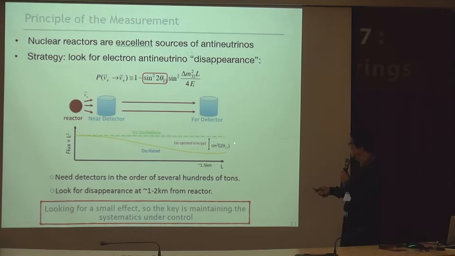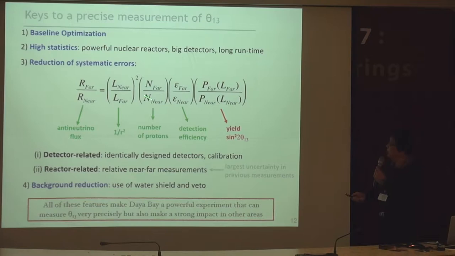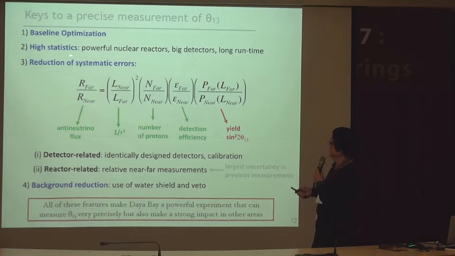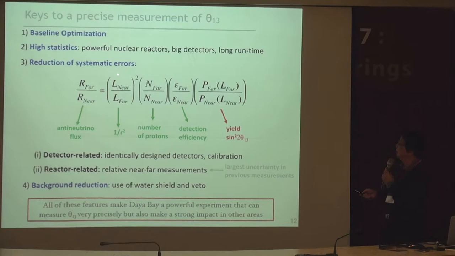So basically we compare the so-called near and far, and for a reactor at such a short distance, this is already a pretty good approximation. So we're directly sensitive to the amplitude, sine square 2 theta 13. The key, of course, in the design, is that we have to try to optimize the baselines, and that depends on the site, as you can see later. And we need high statistics, so that means the detector should be of good size.